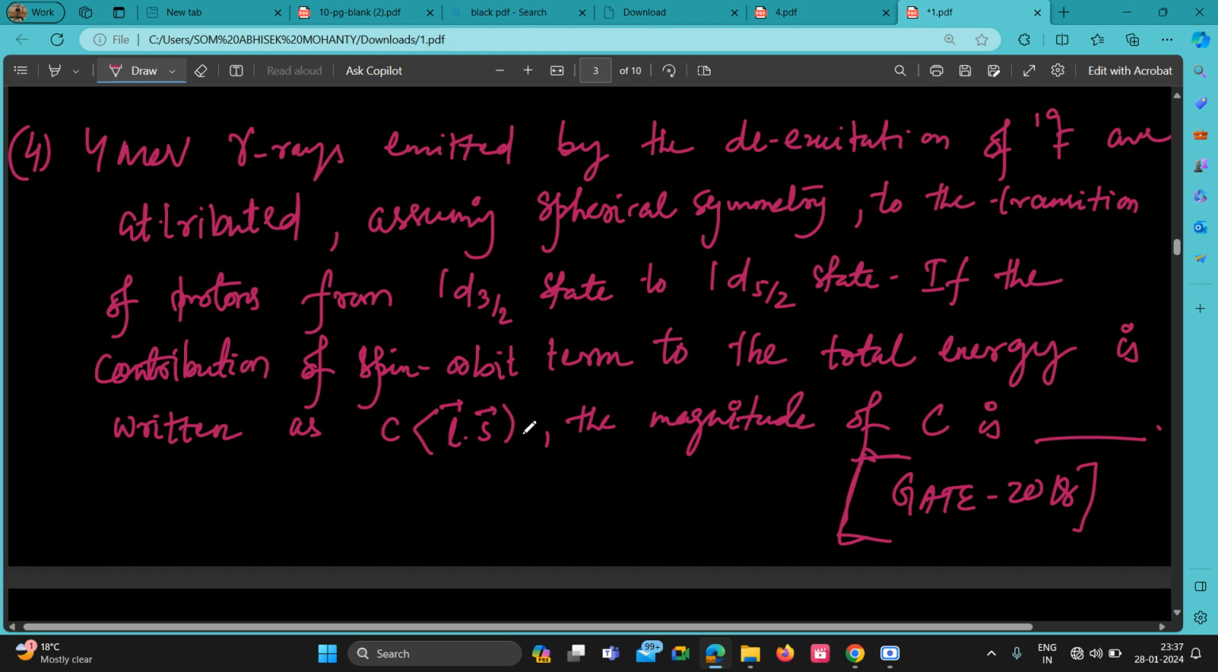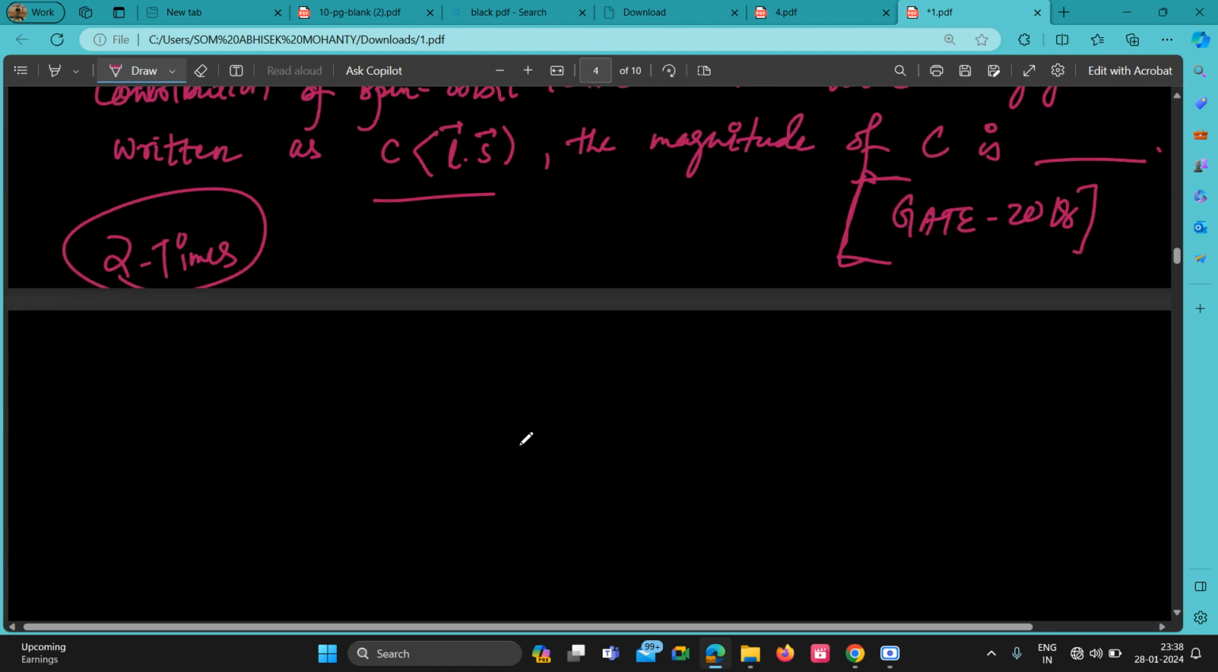4 MeV gamma rays emitted. Now the thing is to read the question at least 2 times before approaching it. Read the question slowly and process it a bit. 4 MeV gamma rays emitted by the de-excitation of fluorine 19 are attributed, assuming spherical symmetry, to the transition of protons from the 1d 3 by 2 state to the 1d 5 by 2 state. Okay, there is a transition of protons from 1d 3 by 2 to 1d 5 by 2. If the contribution of the spin orbit term to the total energy is written as C L dot S, the magnitude of C is. Okay, so what do we have here?